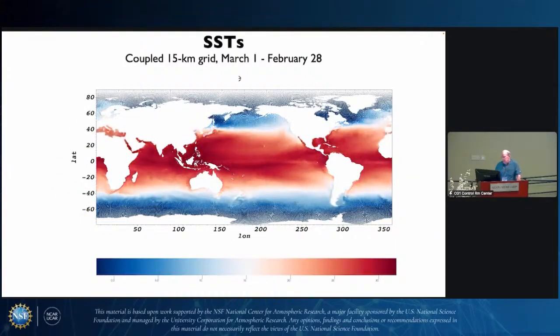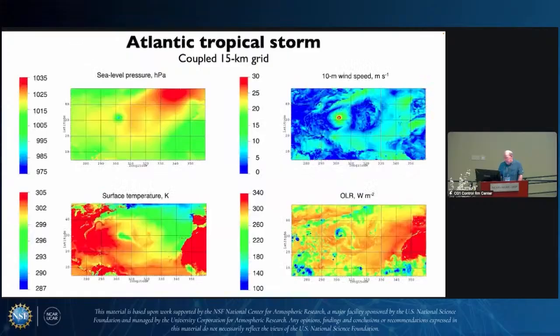Here's an animation of the ocean circulation. This is supposed to loop, but it doesn't, at least not in PowerPoint. It looped in Keynote. So that's running fine. And here are some slides that show a particular tropical storm over the Atlantic.